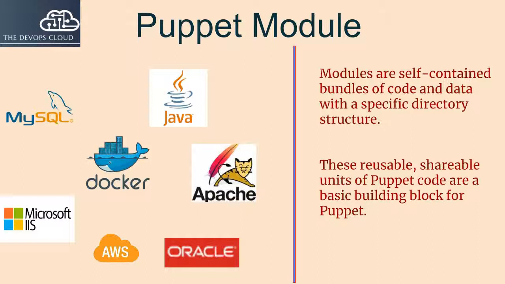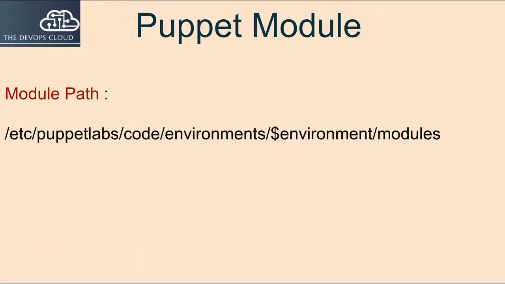You can download and install modules written by Puppet or the Puppet community from the Puppet Forge. Every Puppet user should also expect to write at least some of their own modules. Modules must have a valid name and be located in the module path. A default modules path is etc/puppet/code/environments/$environment/modules.